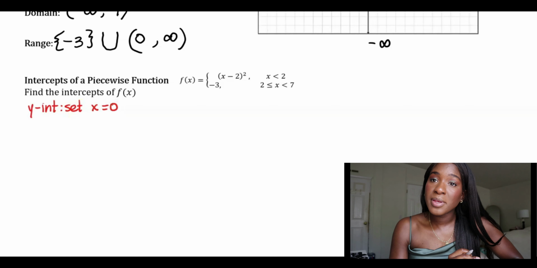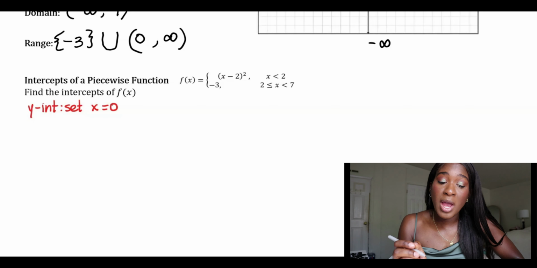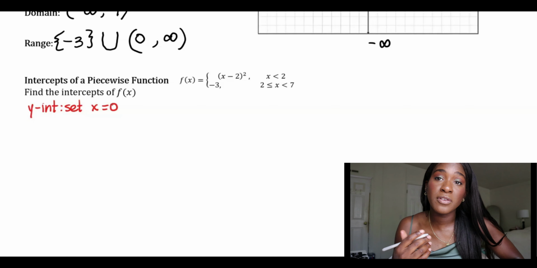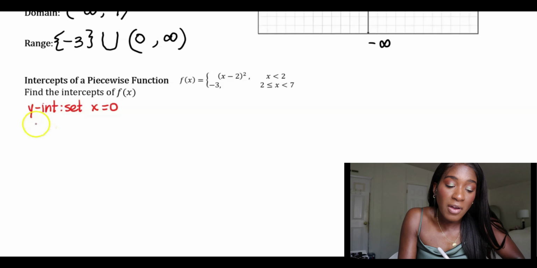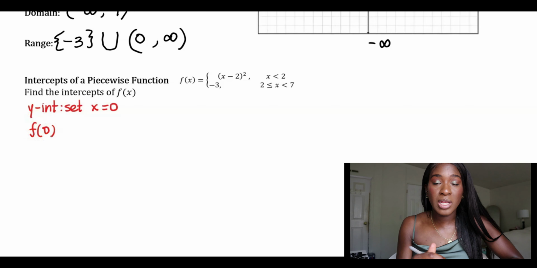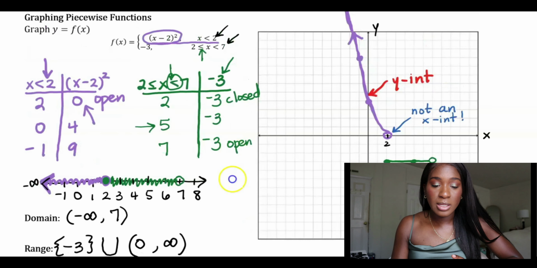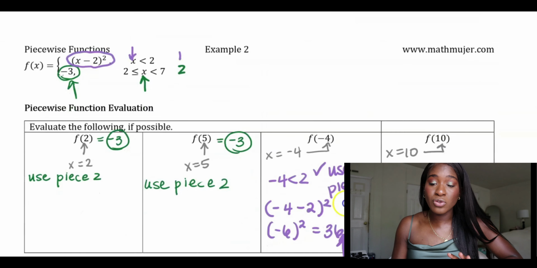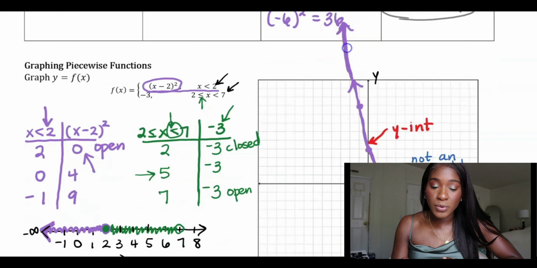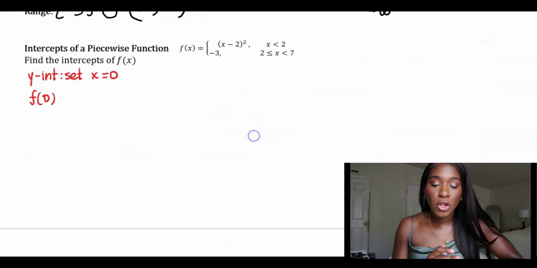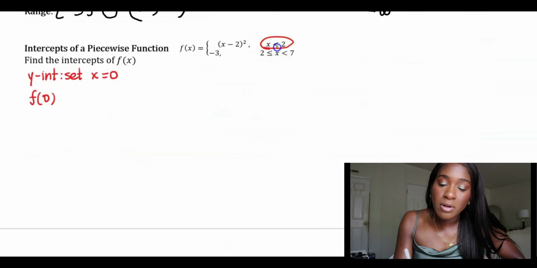But when you're doing it with a piecewise function, at this point you have to figure out which piece of the function do I use if I want to plug in 0. Think back to the beginning when we did piecewise evaluation. These examples up here, when we had to choose which piece of the function we were going to use. Which piece of the function are we going to use if we're plugging in 0? 0 is less than 2, so I'm going to use the first piece.